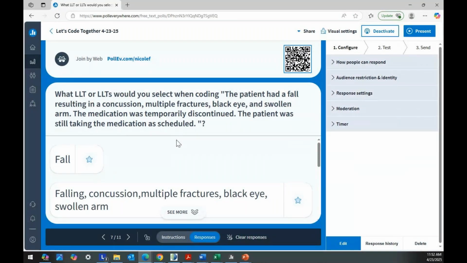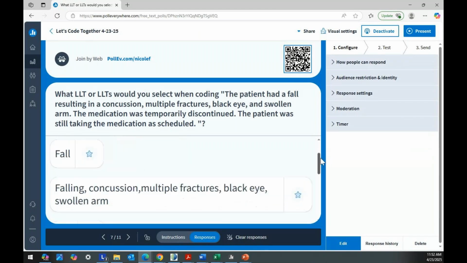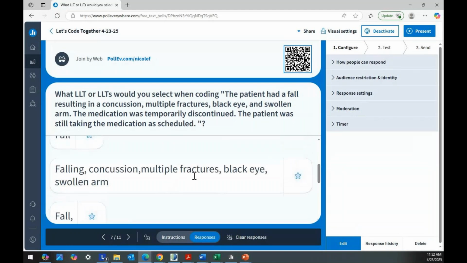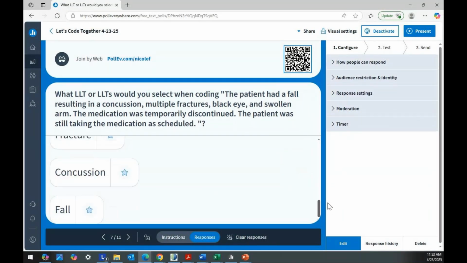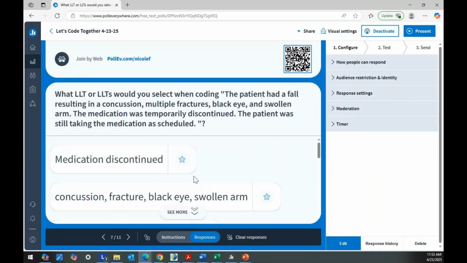But we're looking at this as an example today on a whole. So regardless of if you're in clinical or safety, or how you would handle a term like this from a database perspective, we're just looking at it from a whole perspective. Okay, so we have swollen arm, fall, oh, concussion. Okay, here we go, multiple fractures, black eye, swollen arm. Okay, give a little more time because I see there's medication discontinued.